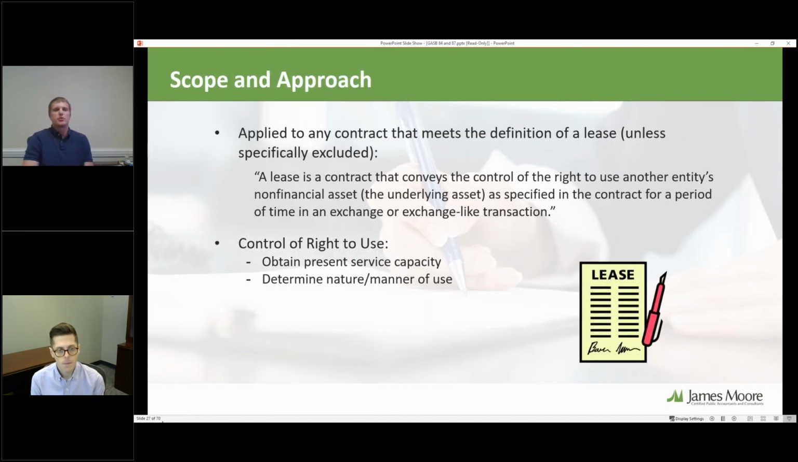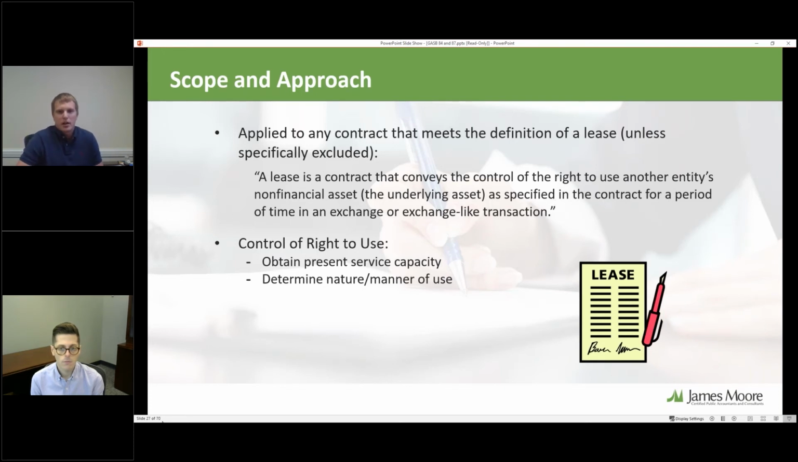So scope and approach, GASB 87 is going to be applied to any contract that meets the definition of a lease unless it's specifically excluded. We're going to talk about some of those exclusions later. The definition right here is going to be really important. It's something you guys should become very familiar with, if not memorize. As you'll see as we get into some of these questions, we're going to come right back to this definition of a lease.